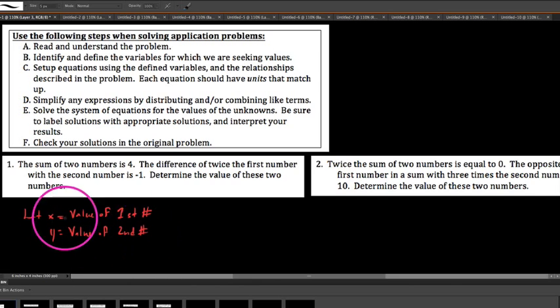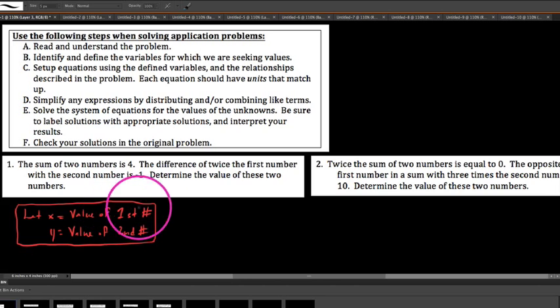But it is important that before we do anything else with this problem, we actually define our variables, because what we're going to be doing is now setting up a system of equations in order to solve for x and y. And one thing that I do want to mention here, and this is not a universal truth, but it is this: if you have two variables, then traditionally what we need are two equations in order to solve this problem.